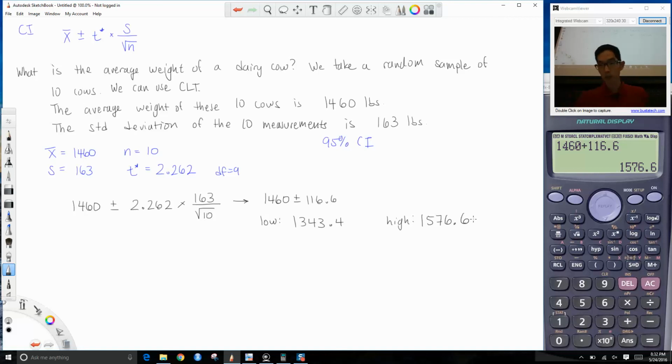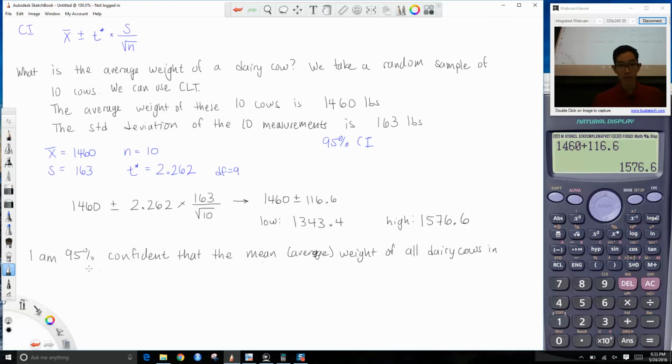Okay, and so now I would say I am 95% confident that the mean weight or average weight of all dairy cows in the population is between 1,343.4 pounds and 1,576.6 pounds.